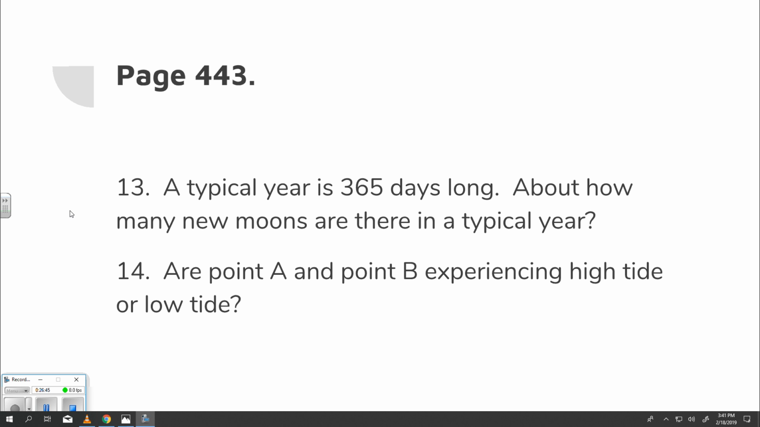Page 443. A typical year is 365 days long. About how many new moons are there in a typical year? Are point A and point B experiencing high tide or low tide?